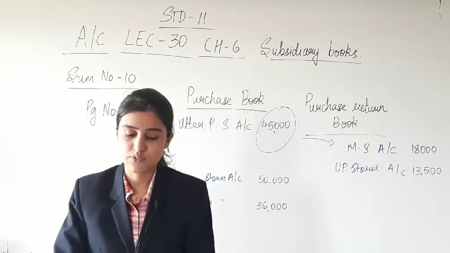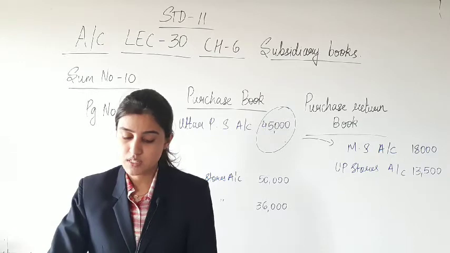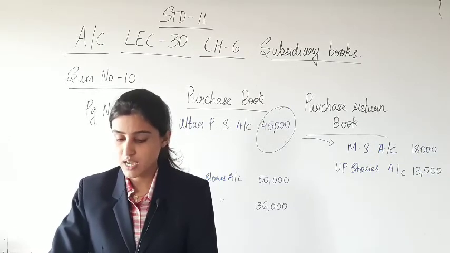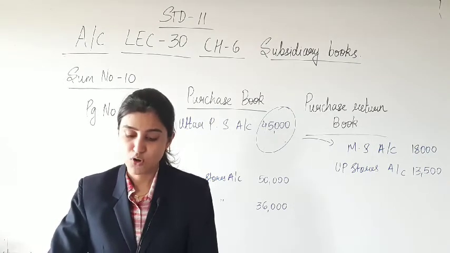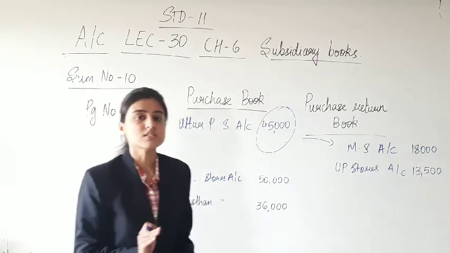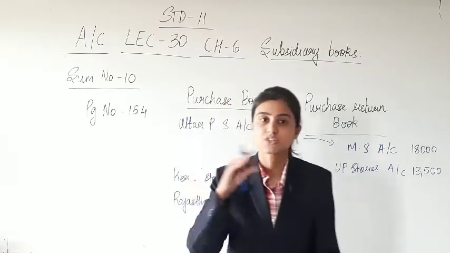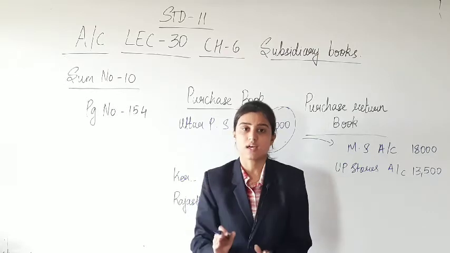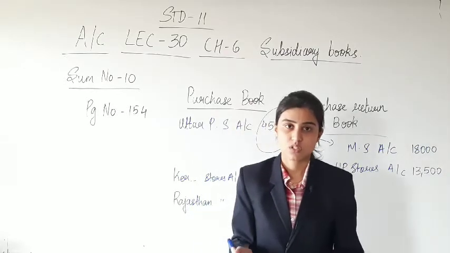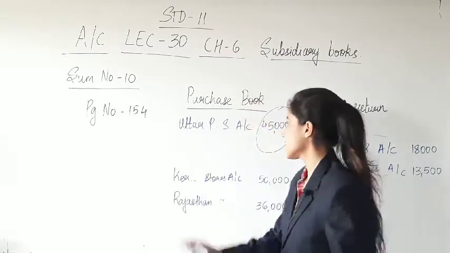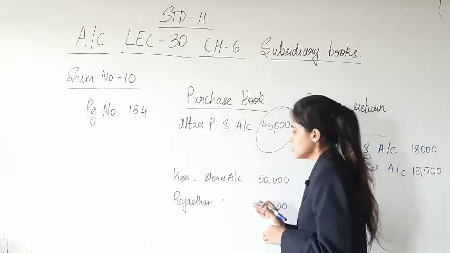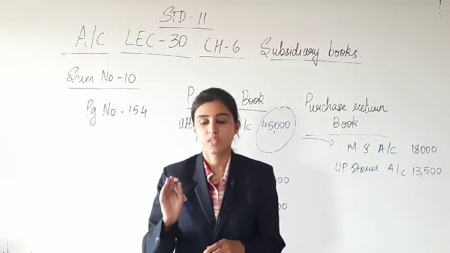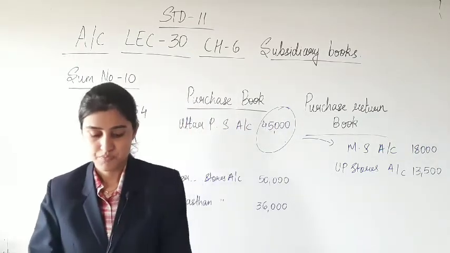Next, on 31st of January, goods of rupees 30,000 purchased at 10% trade discount and 5% cash discount on cash from Haryana stores. This is a cash transaction as the transaction clearly specifies that the goods have been purchased on cash from Haryana stores. So this transaction cannot be recorded in purchase book and you will be writing down a note for this that cash purchase will be recorded in cash book.